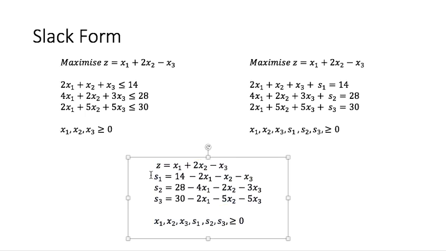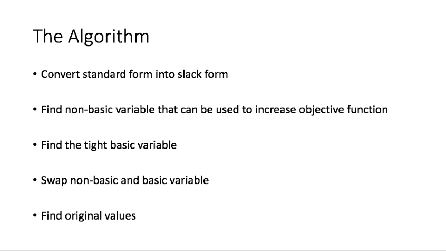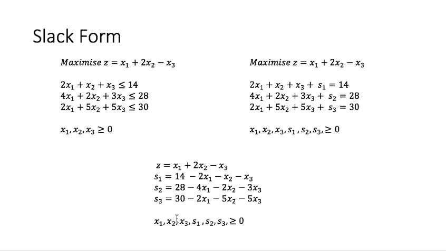Rearrange it, so now you've got your slack variables on the left hand side and your other variables on the right hand side. The variables on the left hand side are called basic variables, and the variables on the right hand side are called non-basic variables. We're going to be doing various operations swapping basic and non-basic variables, which we'll get to in the algorithm. And that's called a pivot, by the way. Swapping basic and non-basic variables is called a pivot.